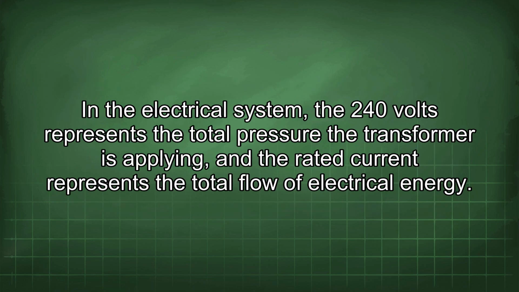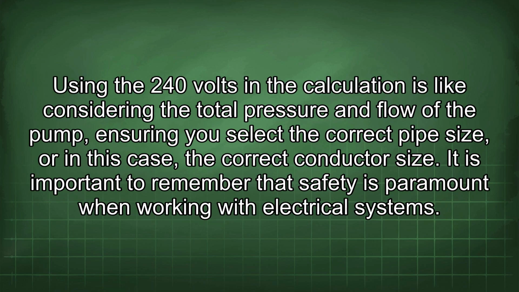In the electrical system, the 240 volts represents the total pressure the transformer is applying, and the rated current represents the total flow of electrical energy. Using the 240 volts in the calculation is like considering the total pressure and flow of the pump, ensuring you select the correct pipe size, or, in this case, the correct conductor size.